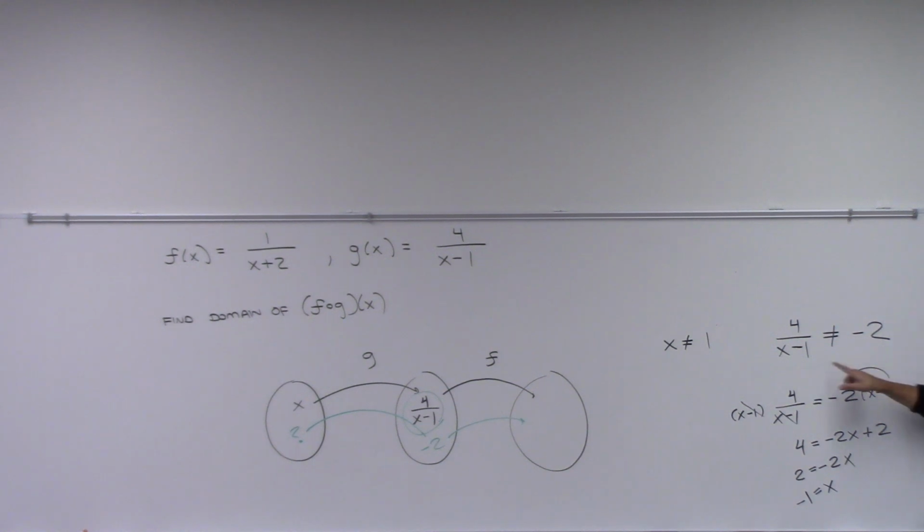Do y'all agree? If I plug in negative 1 right here, what is negative 1 take away 1? Negative 2. What's 4 divided by negative 2? Negative 2. And I don't want that to happen, right? So I've got to make sure that x is not negative 1.